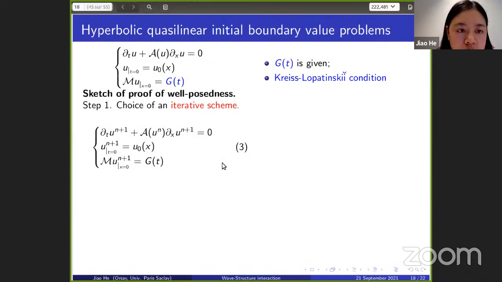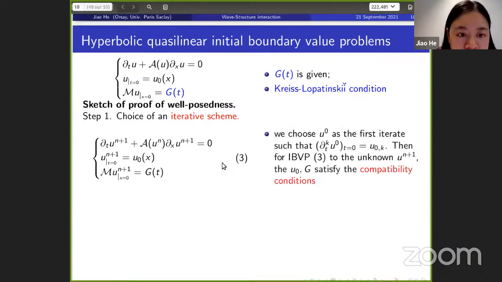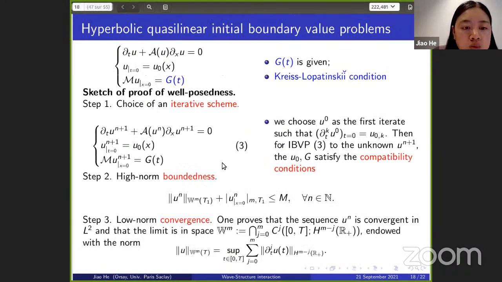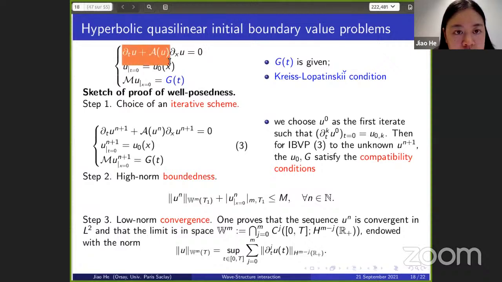And so, the sketch of the robustness is as follows. We first choose an iterative scheme, like this. And surely we need some compatibility conditions, and then we need to do some high norm boundedness and low norm convergence. And then we can prove that the sequence un is convergent in L2, and that the limit is in some space. And then we prove the local robustness result of the system of this hyperbolic quasi-linear initial boundary value problem.